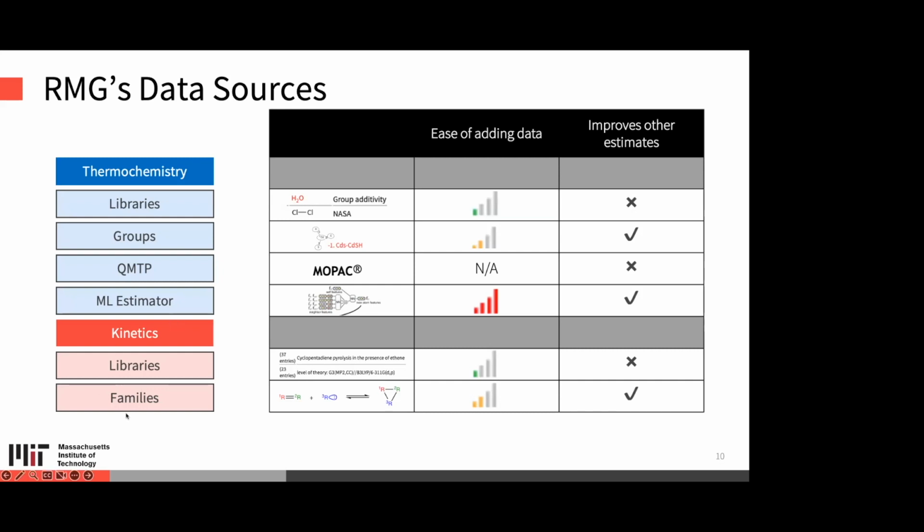So on the kinetic side of things, we have libraries and families. Like before, the libraries are relatively easy to change, but they will only impact that one specific reaction. For the families, adding new nodes to the rate trees used to be pretty difficult, but thanks to a lot of hard work from Matt, this is now a lot easier. So we'll call it medium for now. And doing so will end up improving the estimates for all of the other reactions. For the next portion of this talk, I'll go into more detail on every single one of these boxes on the left.